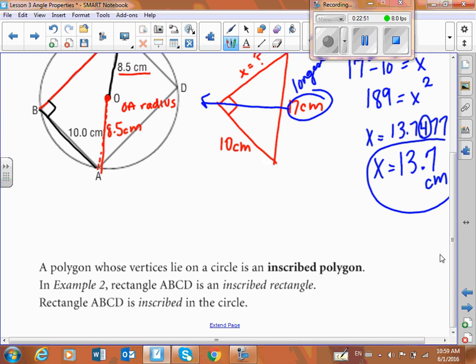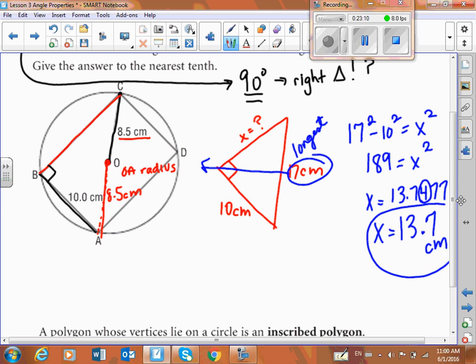I accidentally slipped my page down there, but I just want to show you a polygon whose vertices lie on a circle is an inscribed polygon. In example 2, rectangle ABCD is an inscribed rectangle. That means rectangle ABCD is inscribed in the circle. Just an extra note. What that means is this rectangle has all of its endpoints on the edge of the circle. That's what an inscribed polygon is. So it could be a triangle inscribed, or a rectangle, or a hexagon, whatever we have, as long as all vertices touch the edge of the circle.